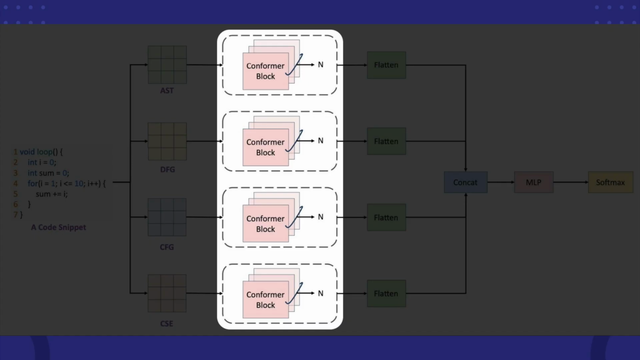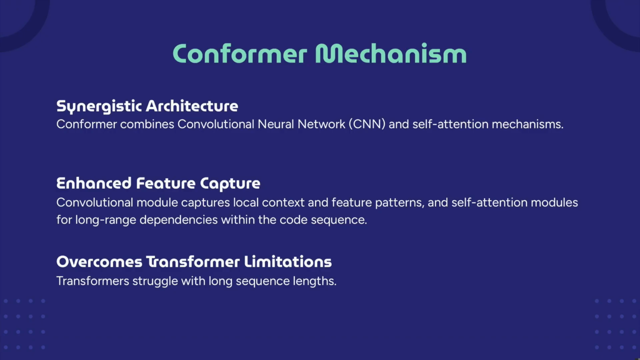Now let's go back and take a look at what's inside a conformer block. Conformer combines convolutional neural network, CNN, and self-attention mechanisms, offering an efficient way to model both local and global sequence dependencies. It includes a convolutional module for capturing local context and feature patterns, and self-attention modules for long-range dependencies within the code sequence. Traditional transformers struggle with long sequences due to quadratic computational complexity. The conformer addresses this by effectively managing extended sequences and maintaining performance even with complex input data.